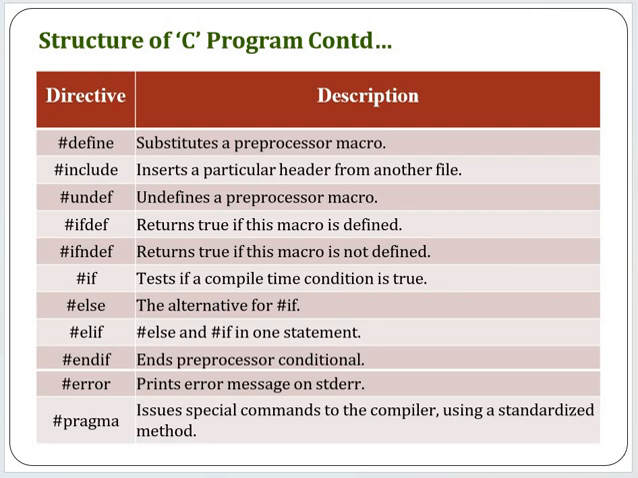And then next #error, this generates a compile time error with the specified message. #pragma provides compiler specific instructions or directives. So these directives are processed by the preprocessor before the actual compilation of the C code begins. They offer a way to control the compilation process, which includes external code and conditionally compiles parts of the code based on certain conditions.